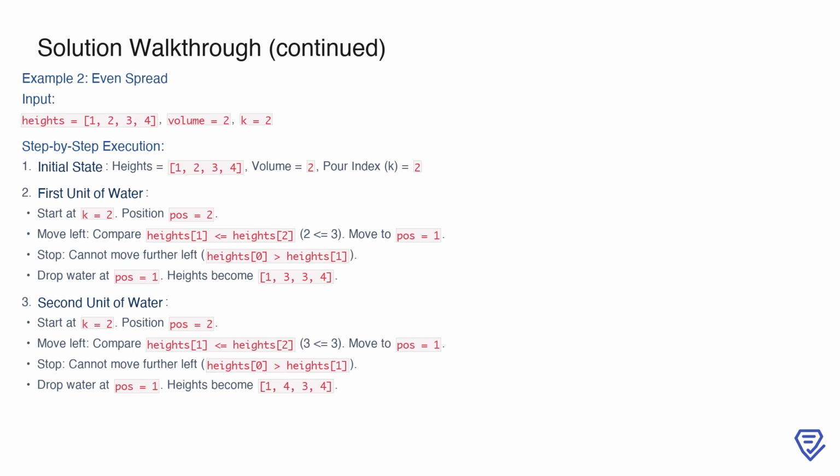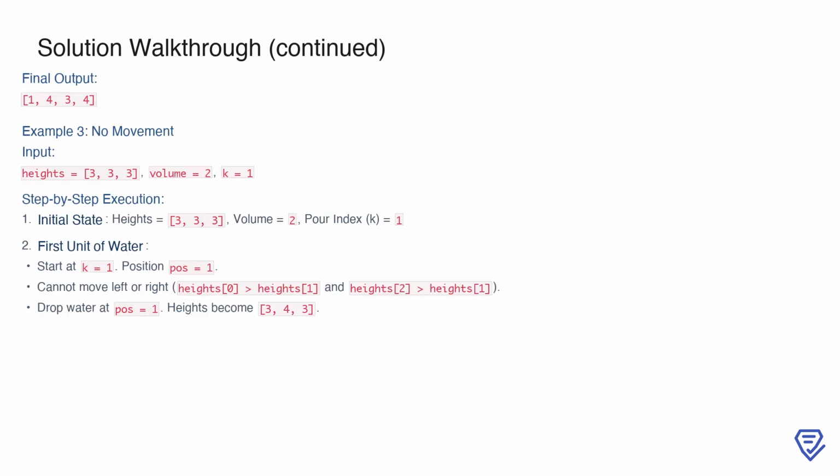Next, for the second unit of water, we start again at position 2. As before, we move left to position 1 since heights[1] equals heights[2]. Again, we can't move further left because heights[0] > heights[1]. Dropping the water at position 1 raises its height to 4. The final heights array for this example is [1, 4, 3, 4].